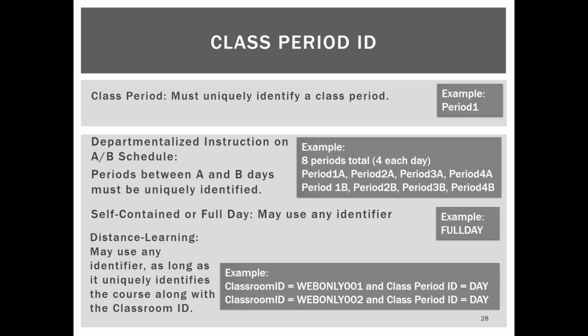For self-contained or full day classes, like elementary school, you can use anything you want as long as you're consistent. So like full day, self-contained, whatever you want there. And then for distance learning, like online, you can also use the same kind of identifier you do for self-contained, like day, full day, online, something like that.